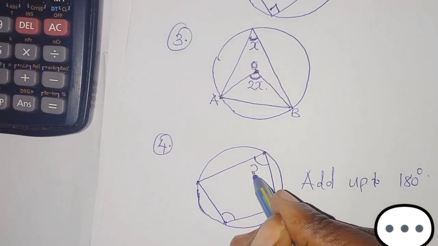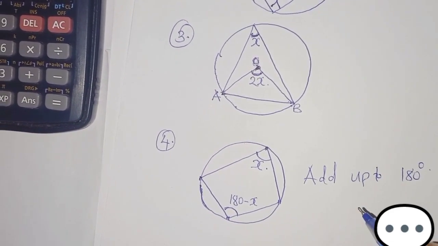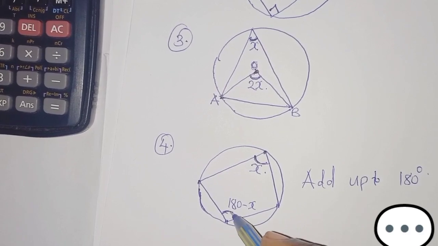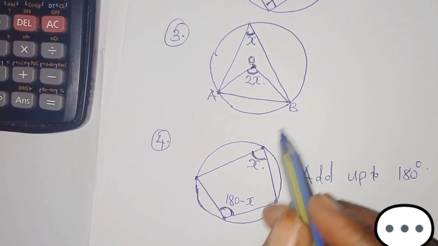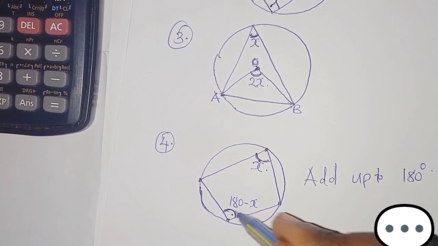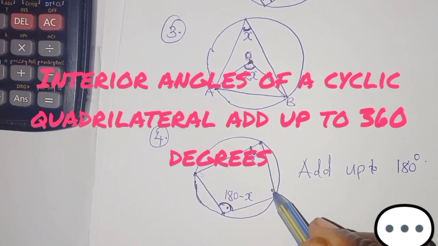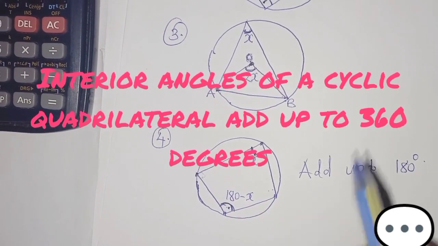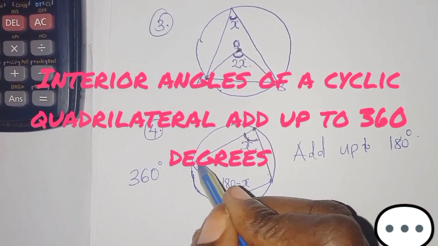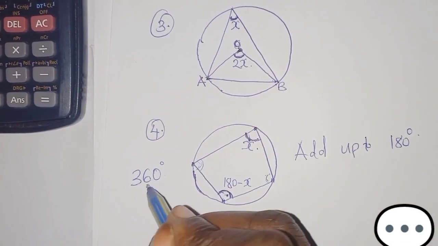So if this angle is X, then this one here will be 180 minus X. That's to say that if you take the opposite angles of a cyclic quadrilateral, they will add up to 180 degrees. So if this one here is given to be 50, then this angle that is opposite to it will be 180 minus 50. The sum total of the interior angles of a cyclic quadrilateral add up to 360 degrees.